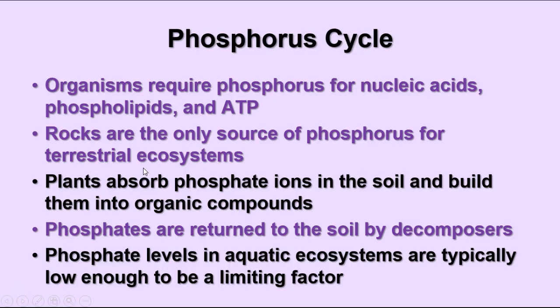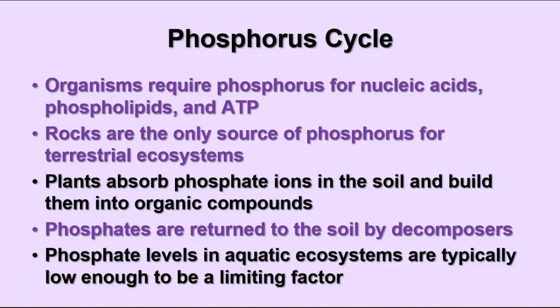The phosphorus cycle is also an important thing to think of. All organisms require phosphorus because it's necessary for nucleic acid, for phospholipids, for ATP, which is our main source of energy. And so we have a lot of use for phosphorus as one of our required nutrients. The only source of phosphorus for terrestrial ecosystems is actually from rocks. Okay. The plants absorb phosphate ions in the soil. They use them to make the various kinds of organic compounds, and then the phosphates get returned to the soil by decomposers.